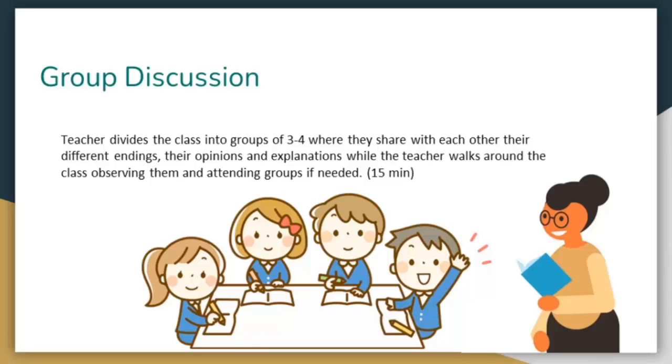Following this activity, there's a group discussion where the teacher divides the class into groups of 3 or 4, where they share with each other the different endings, their opinions, and explanations while the teacher walks around the class observing them and attending groups if needed. As we can see with all these activities, ever since lesson plan number 1, they are student-centered and not teacher-centered. These 2 activities that I just mentioned are 15 minutes each. And finally, the wrap-up.